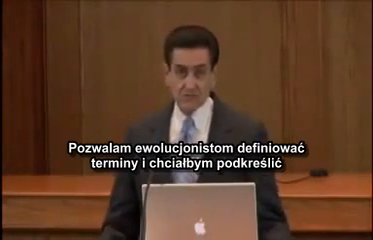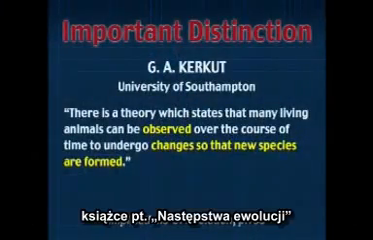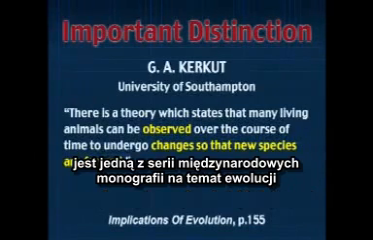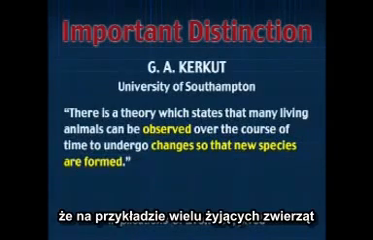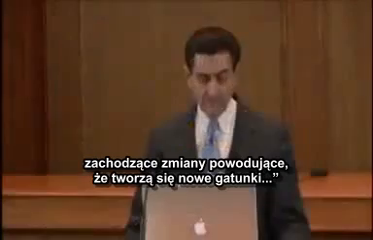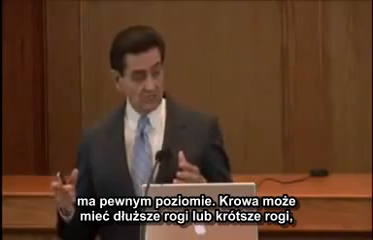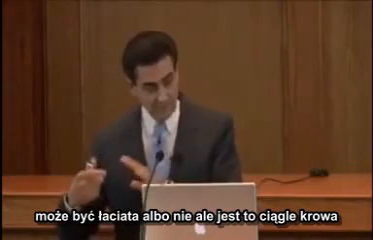And I'll allow the evolutionist to define terms, and I'd like to emphasize a distinction that's made by G.A. Kerkut in his book Implications of Evolution. He was chosen to write this book, one of a series of international monographs on evolution. And he says there's a theory which states that many living animals can be observed over the course of time to undergo changes so that new species are formed. And in the context here, he's talking about variation, what I'd call horizontal variation. A cow gets longer horns or shorter horns, maybe becomes spotted or not, but still a cow.